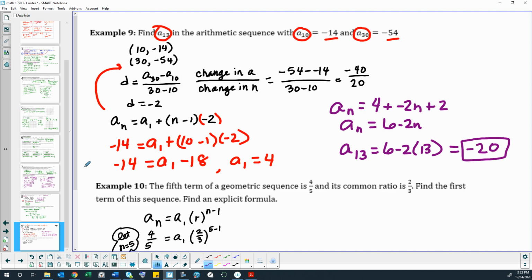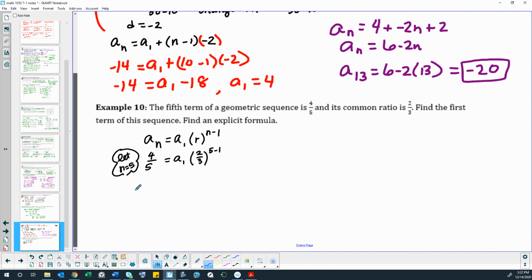Okay, example 10 here is a geometric sequence. The 5th term is 4/5, so that's a sub 5. Its common ratio is 2/3, so that's r. We want to find the first term and the formula. Okay, so let's start with our generic formula. A sub n equals a sub 1 times r to the n minus 1 power. We don't know a sub 1, we have to solve for that. So we're going to have to use this right here and this, plug those in to help us solve.